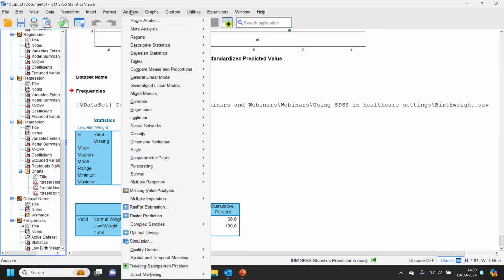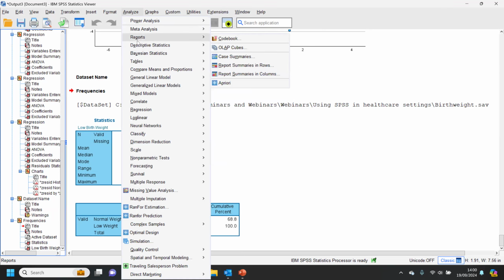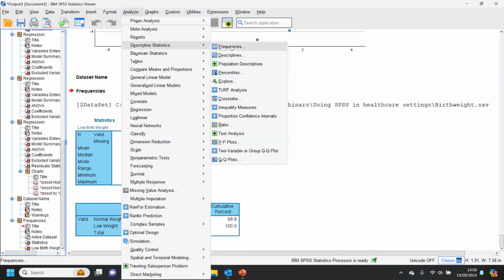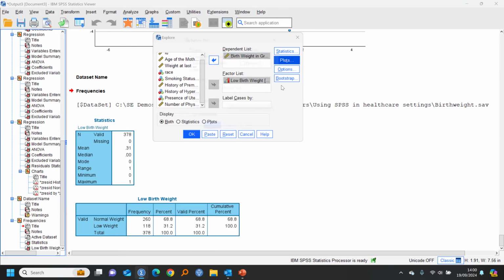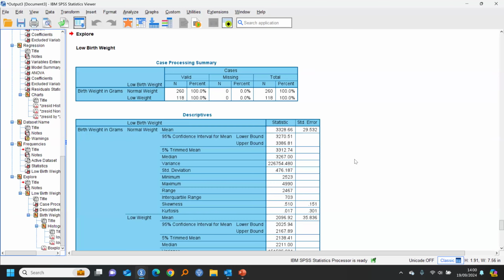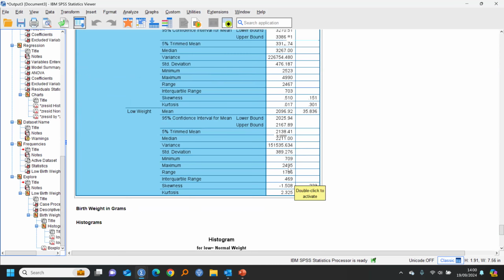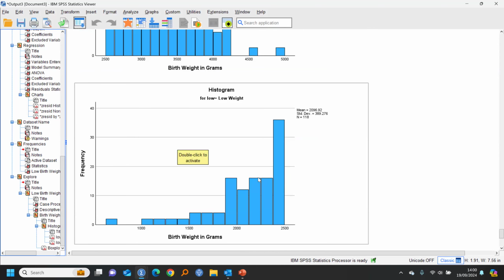You could actually do an analysis because we've got the weight of the child as well in there, so we could show the two distributions side by side. You could go here to descriptive statistics, explorer, and put low birth weight, that being the factor variable, and birth weight itself in there, and then say, okay, show me some plots for that, and show a histogram. At that point, it runs out, it tells us what the minimum and maximum is for the normal weight in grams, and the minimum and maximum for the low weight in grams.